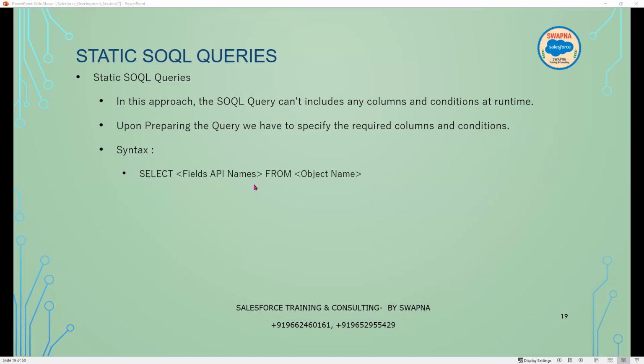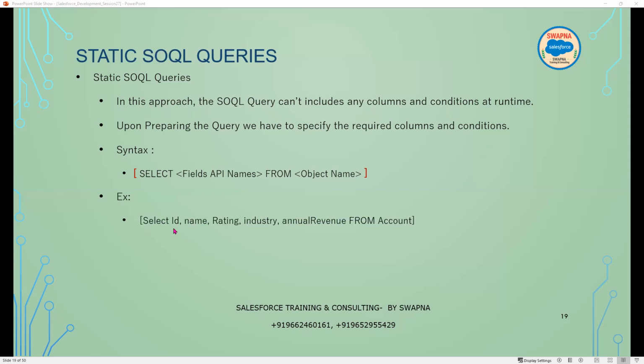Normally, when I write in the query editor, I write like this: select field API name from the object name. But if I'm writing this query in the Apex, we have to enclose it with square brackets. So within the square brackets, we need to specify the static SOQL query inside the Apex.